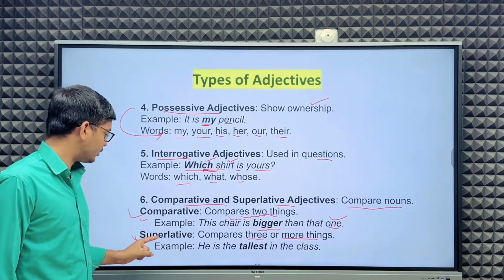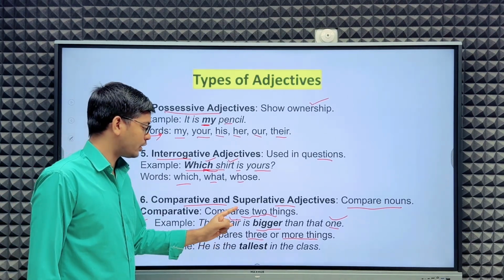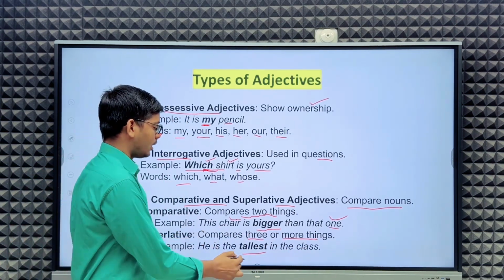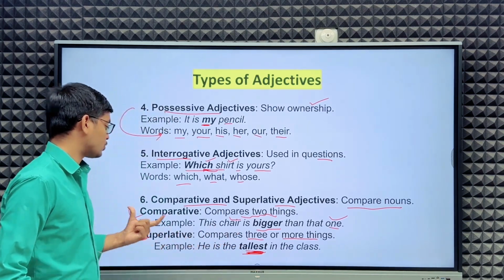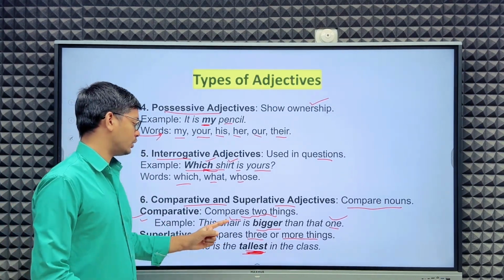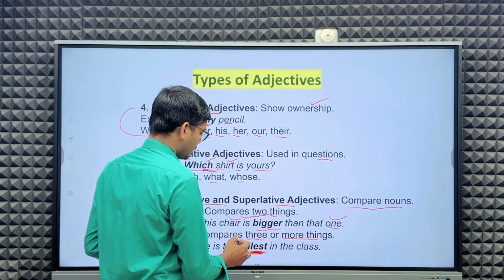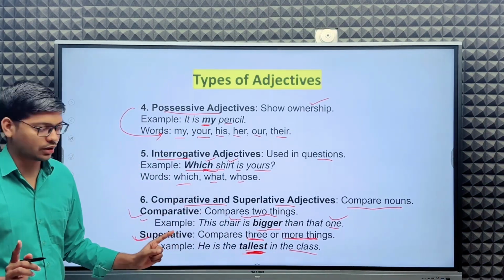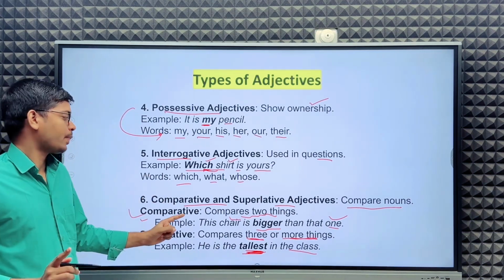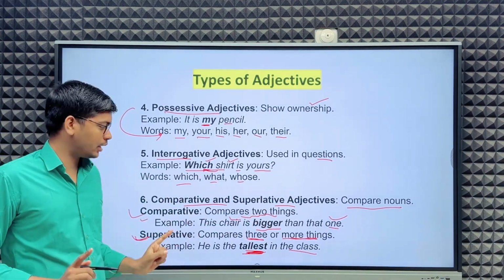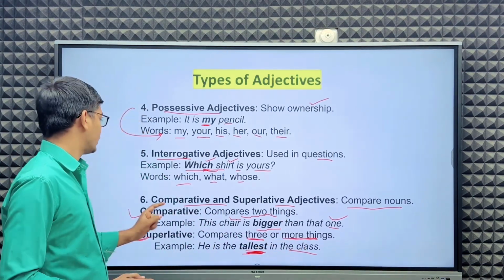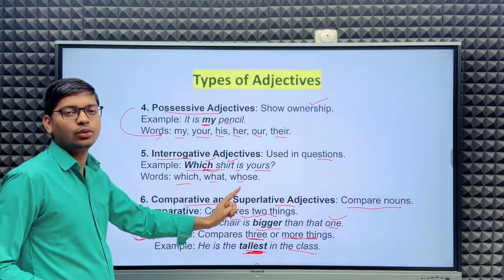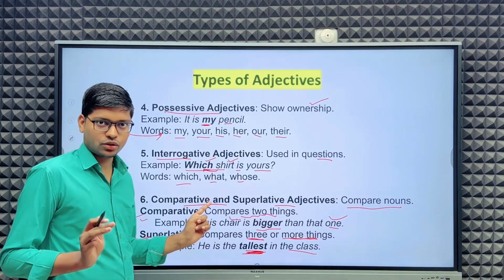But in the next example, he is the tallest in the class. Here tallest is the superlative degree, because the comparison is among three or more things in the class. So I hope you guys understand: comparative compares only two things, but superlative compares three or more things. Tallest is a superlative adjective word.